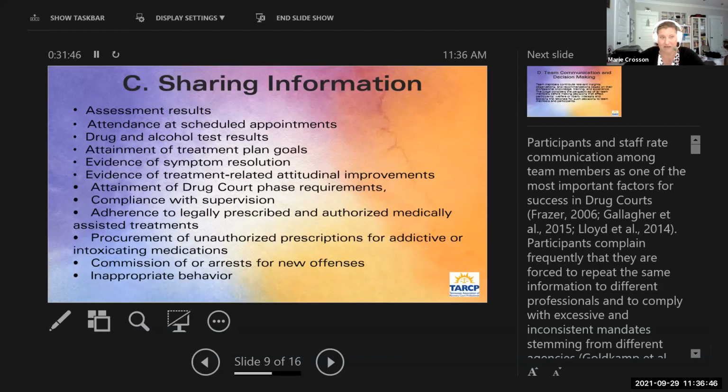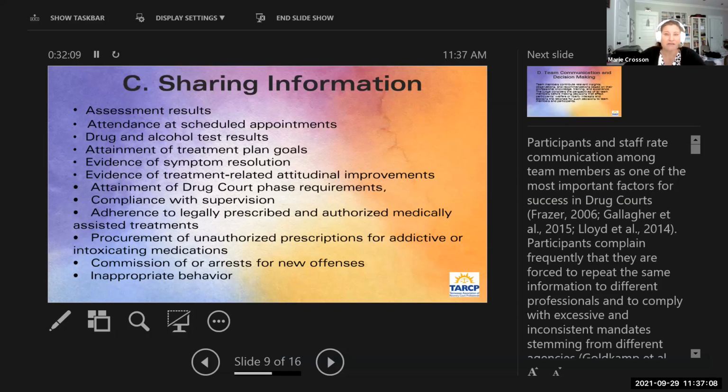What phase are they in, and how close are they to being able to phase up? Are they going to see their probation officer? Are they doing what's in their case plan? Are they staying out of trouble? Are they behaving appropriately, not only to other participants, but to staff, right?